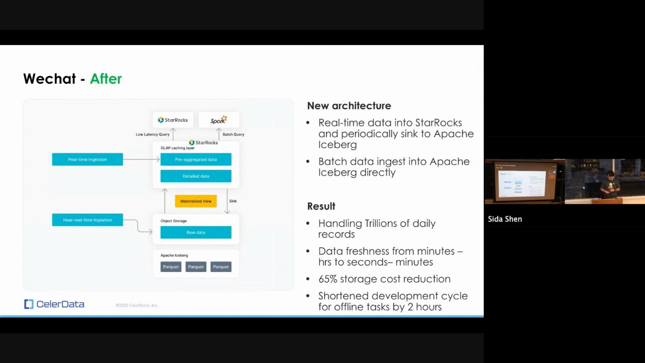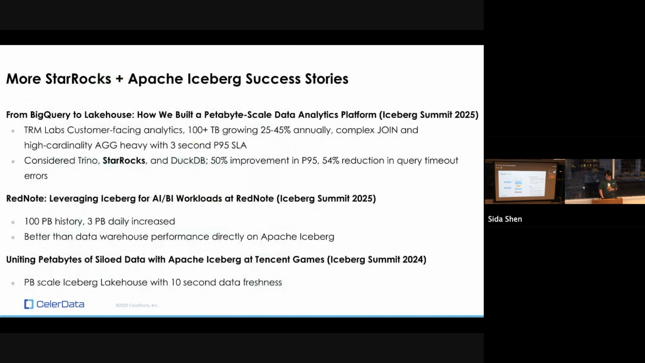So basically what they ended up with was trillions of daily records and a single source of truth on Apache Iceberg with less than 10-second data freshness with mutable data, right? And they were able to consolidate everything into a single source of truth on Apache Iceberg. There are more StarRocks and Apache Iceberg success stories. If you're interested, take a picture, search them on Google, right?